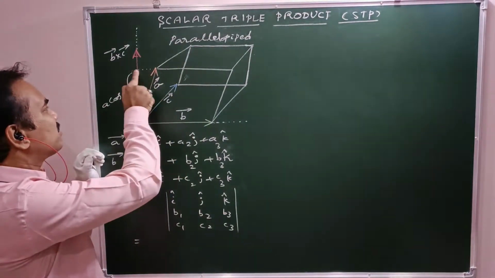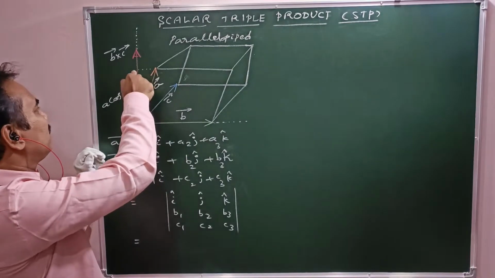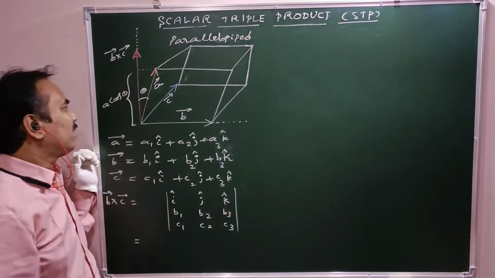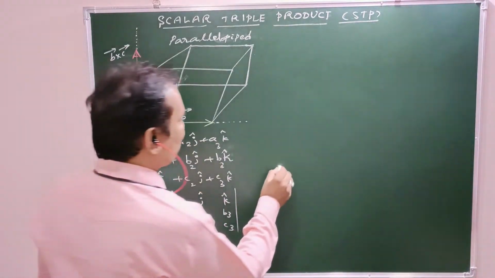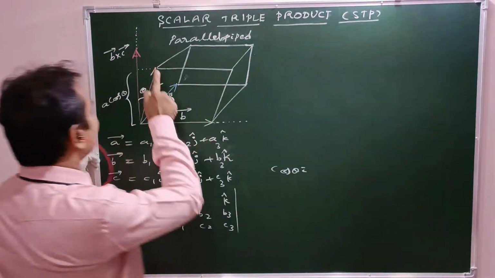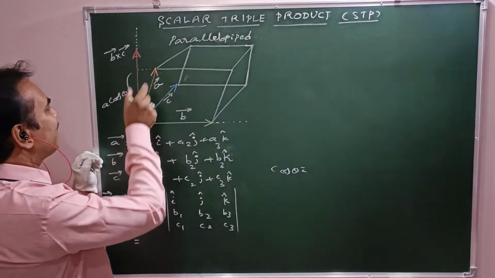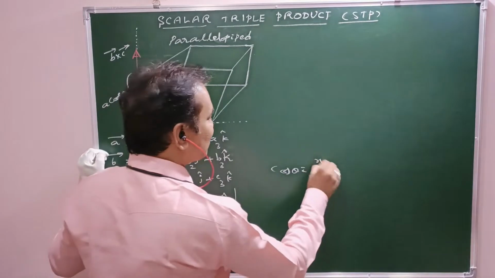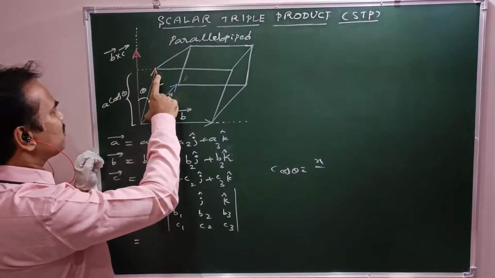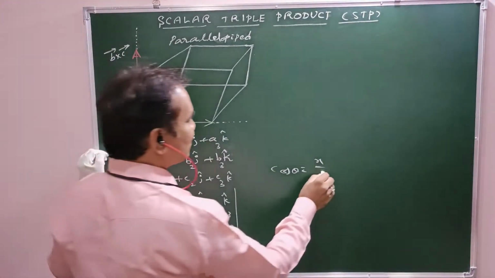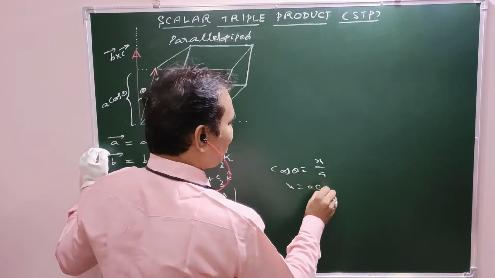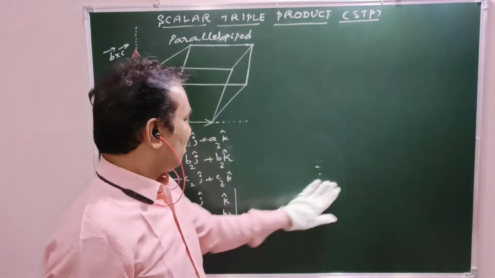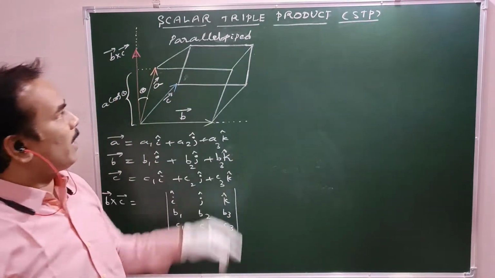This is the opposite side, and this is the adjacent side. To get the adjacent side, we always have to consider cos theta. This is a right angle triangle. Cos theta equals adjacent side by hypotenuse. Say this is x. Adjacent side x by hypotenuse, which is mod a bar, that is a. So x equals a cos theta. Now, what is a cos theta? That is the height of the parallelepiped.